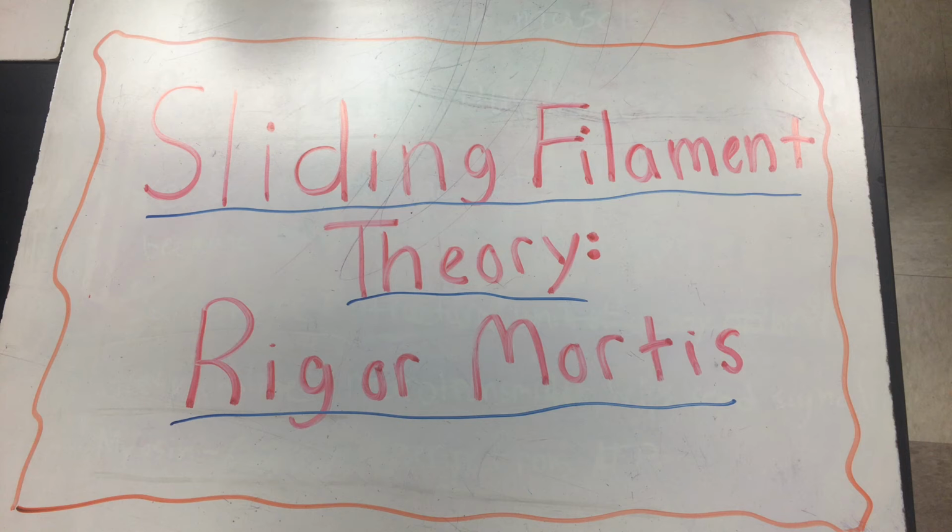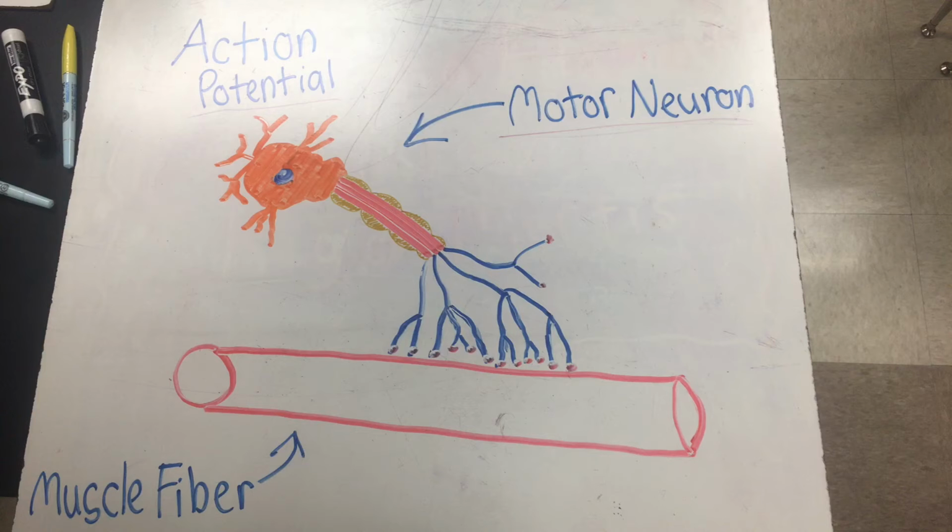This is the sliding filament theory, including rigor mortis. This is the expanded view of the muscle fiber and the motor neuron, which sends the signal to begin muscle contraction within the muscle.